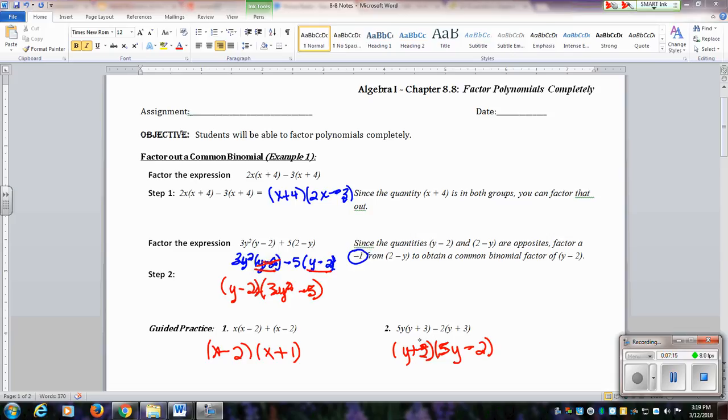Over on this one, my common factor was y plus 3. So I take it and put it out front. Sorry, this looks very weird, but it's y plus 3 as my term out front. And then my binomial that's left would be the 5y minus 2. All right, I'm going to go ahead and scroll down.